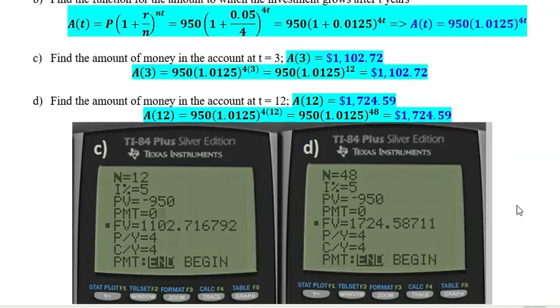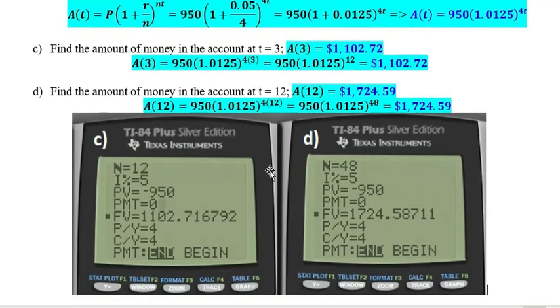Then we can use the TVM solver, in finance. N is 3 times 4, which is 12. The interest is 5%. The initial investment is $950. We put negative because this is the money that you are taking out of your bucket for investment.